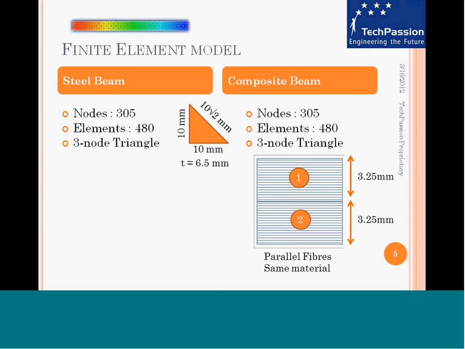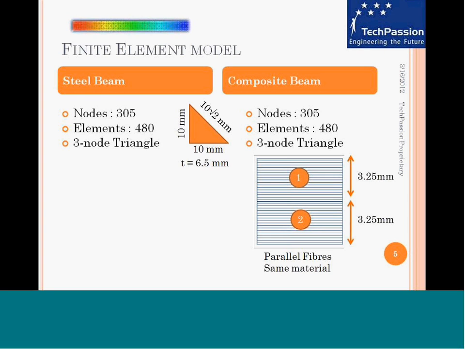So we did a finite element modeling of the steel beam and also the composite beam. We used 3-node triangle elements to develop the mesh for the model of the steel beam and the composite beam. Both had the equal number of nodes and elements. I would like to draw your attention to the dimensions that we saw in the last slide. They are of identical dimensions.